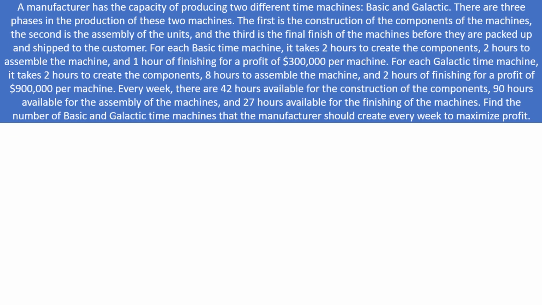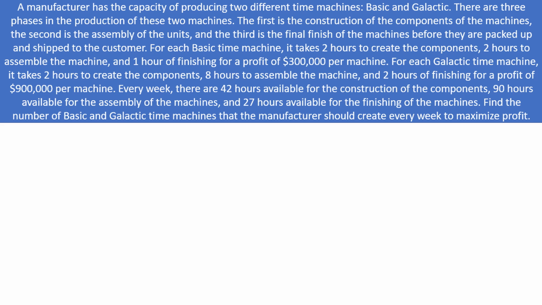A manufacturer has the capacity of producing 2 different time machines, basic and galactic. There are 3 phases in the production of these 2 machines. The first is the construction of the components of the machines, the second is the assembly of the units, and the third is the final finish of the machines before they are packed up and shipped to the customer.